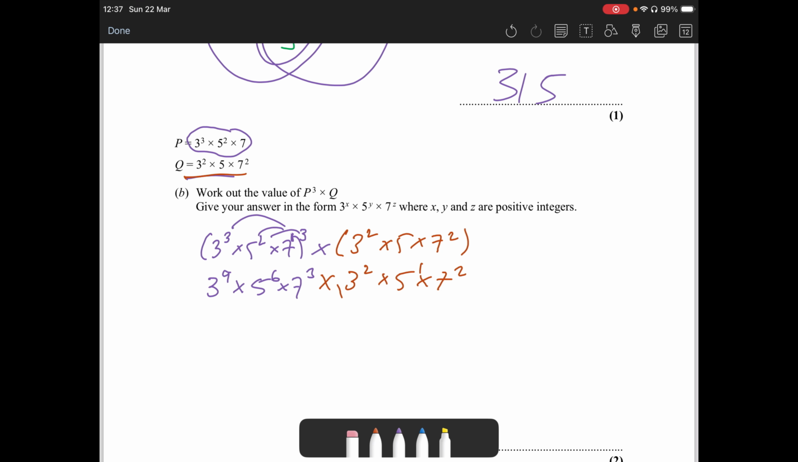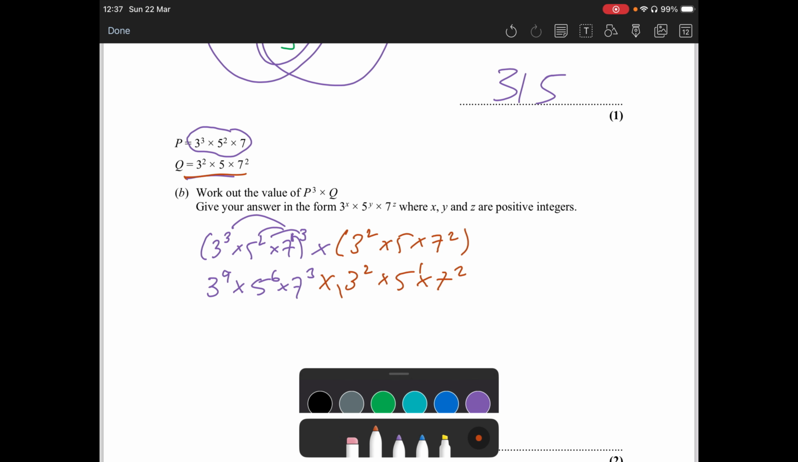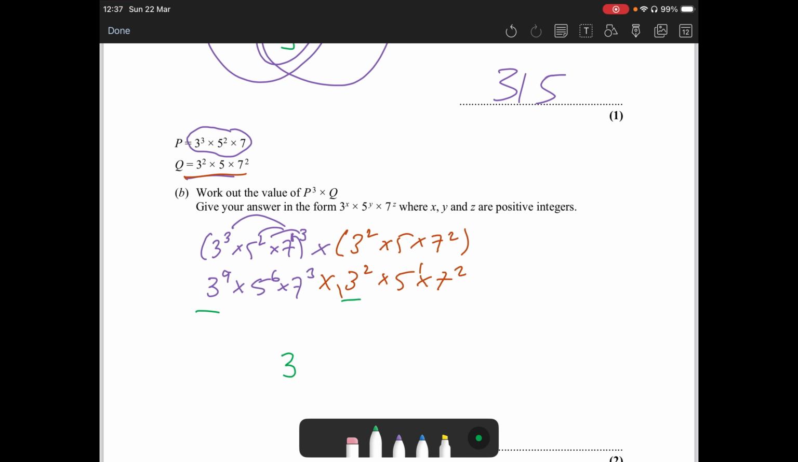So when you multiply powers, remember you add them. So here, to wrap things up, we do 9 plus 2, 3 to the 11. We're going to do 5, 6, and 5, 1. That's times 5 to the 7. And your 3 and your 2 for the 7s become 7 to the power of 5. So this is your answer. 3 to the 11, 5 to the 7, 7 to the 5. Just going to confirm that here with my answers, which is spot on.